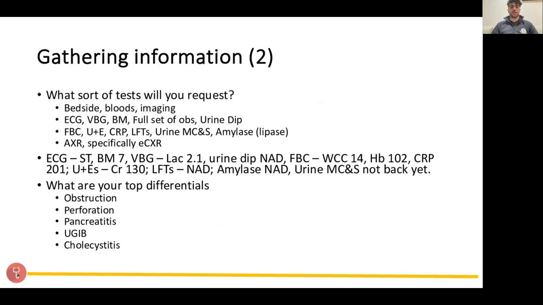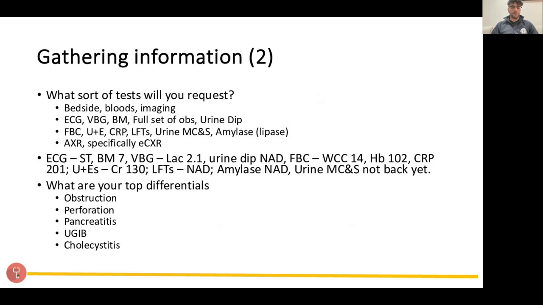Now, his ECG shows sinus tachycardia, his blood sugar is 7, the VBG shows a lactate of 2.1. The urine dip shows nothing abnormal detected. FBC shows a white cell count of 14, a Hb of 102, and a CRP of 201. U's and E's show a creatinine of 130. LFTs, nothing abnormal detected. Amylase, nothing abnormal detected. Urine MC&S, not back yet.